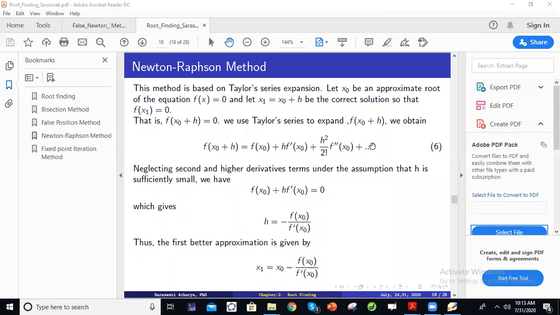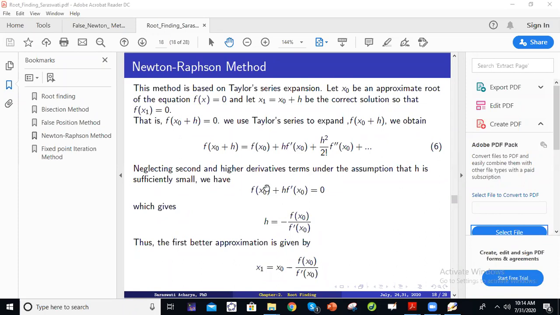Okay, we can neglect second and higher derivative terms under the assumption that h is sufficiently small. हामीले फर्स्ट च्याप्टरमा पनि भनिसक्यौ. We neglect second and higher, h square second derivative, this term and higher. Okay, what we have, just we have f of x0 plus h times f dash x0 equals to 0. See here, we neglect second and higher derivative terms.